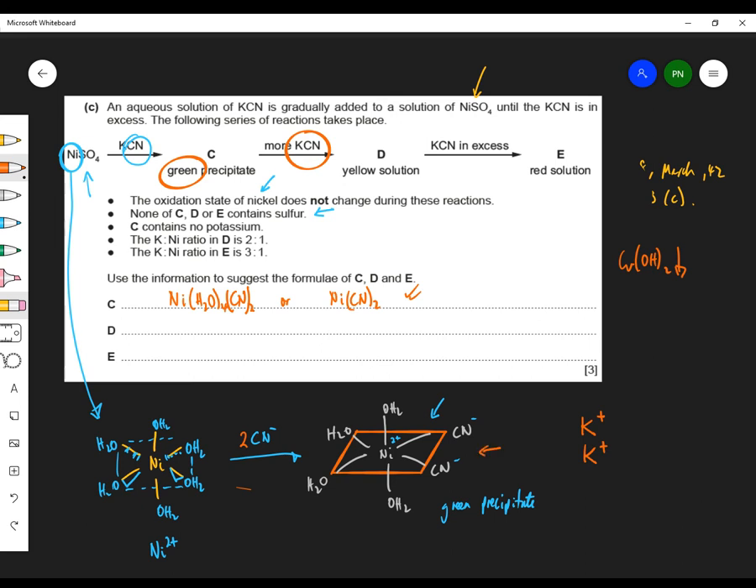Now this is neutral, isn't it? So how do I get this to have a charge of 2 minus? I get rid of these, get rid of that one, and put 2 more CN on. There's another CN, and there's another CN. Okay, let me put my little dashes there.